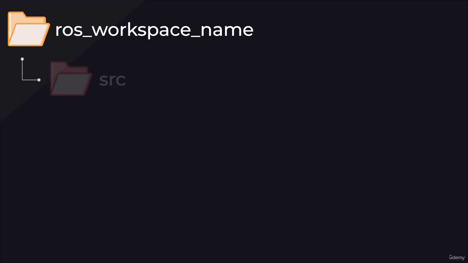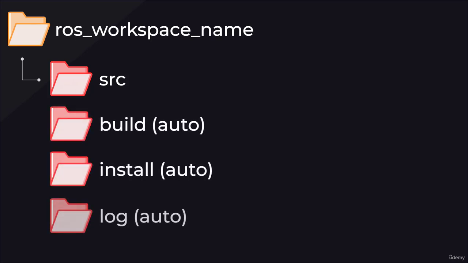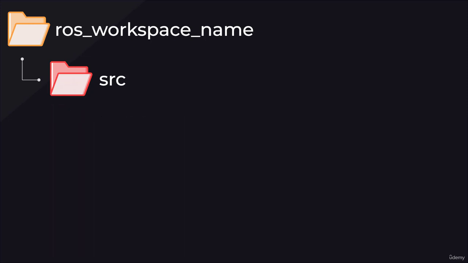Inside our workspace directory, we will create a source folder, which is where our ROS packages we develop will be placed. Other folders which will also appear in the workspace folder are the build, install, and log folders, which will be auto-generated once we compile our workspace. Let's go ahead and focus more on the source folder, since that is where we'll be organizing our project contents.